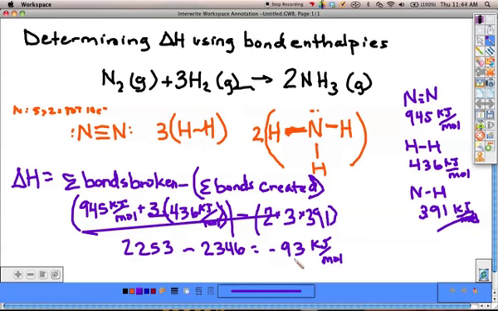So that means in my reaction, after I've broken all of the nitrogen-nitrogen triple bonds and broken the 3 moles of hydrogen-hydrogen single bonds and formed the 6 nitrogen-hydrogen bonds, I have an overall releasing of energy. I am releasing 93 kilojoules per mole for this entire reaction.